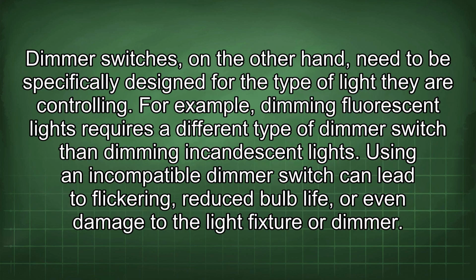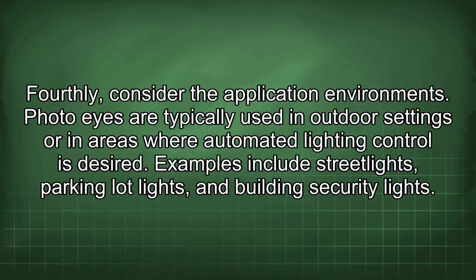Dimmer switches, on the other hand, need to be specifically designed for the type of light they are controlling. For example, dimming fluorescent lights requires a different type of dimmer switch than dimming incandescent lights. Using an incompatible dimmer switch can lead to flickering, reduced bulb life, or even damage to the light fixture or dimmer. Fourthly, consider the application environments.